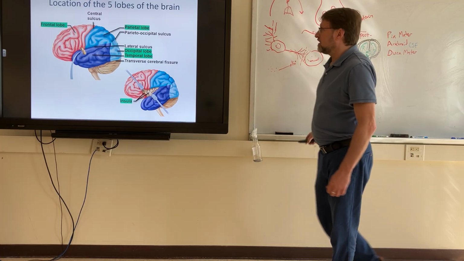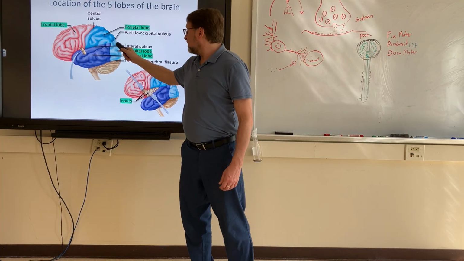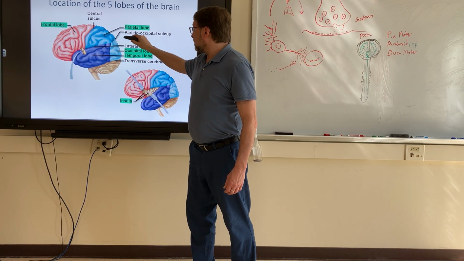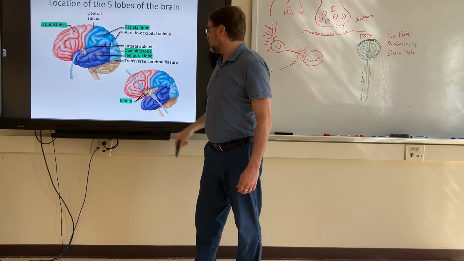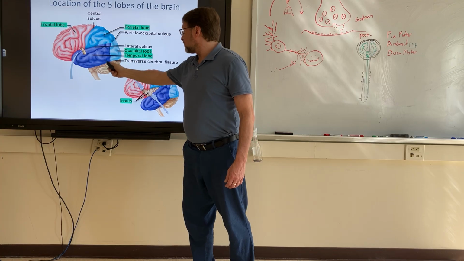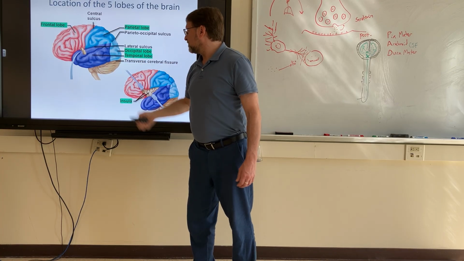The other sulci that we named, we already said central, lateral. We've got a parietal occipital, which splits parietal and occipital. He's really hard to see, but you'll note him in lab. And then finally, transverse cerebral just says we're done with cerebrum, now we're moving to cerebellum.